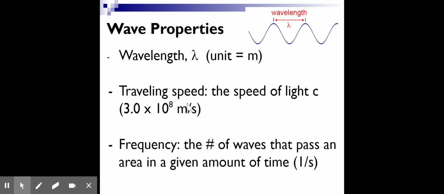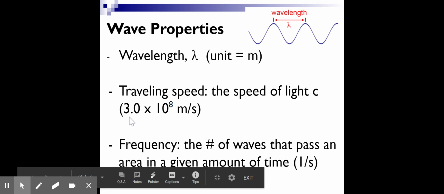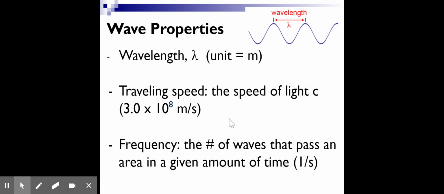The traveling speed for this kind of radiation is super fast. It's the speed of light. We use a small c to represent it: 3.0 times 10 to the power of 8. Again, this is called scientific notation. This 10 to the power of 8 means 1 followed by 8 zeros, so this is basically 100 million. 3 times 100 million gives us 300 million meters per second. So from the sun to the earth, the light would get here in less than 8 minutes.